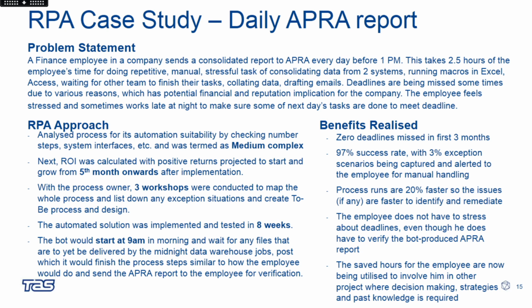For example, running macros or collecting data and drafting emails. And finally, the robot would consolidate the report and send it out to the process owner. The process owner would check that for its correctness and send it out to APRA.